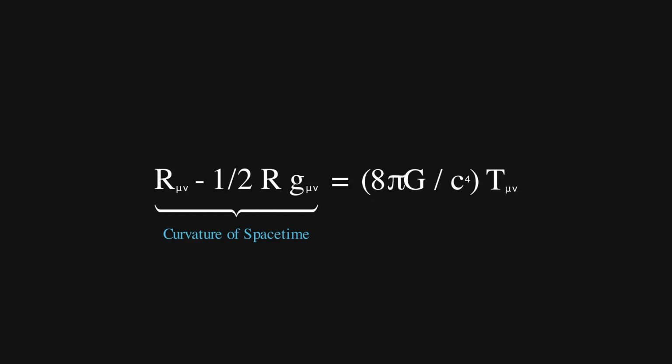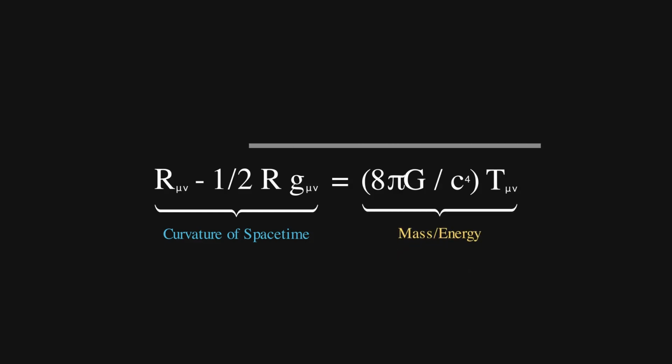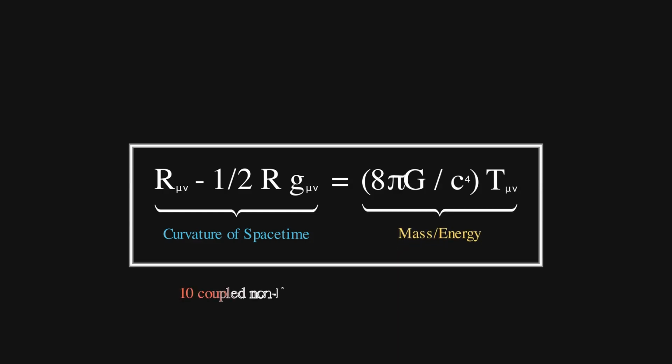Published in 1915, Einstein's field equations perfectly describe how mass tells spacetime how to curve. But there was a catch. This single line is actually a shorthand for 10 highly complex, nonlinear partial differential equations. They are notoriously difficult to solve. In fact, Einstein himself doubted anyone would find an exact mathematical solution for a real-world object.